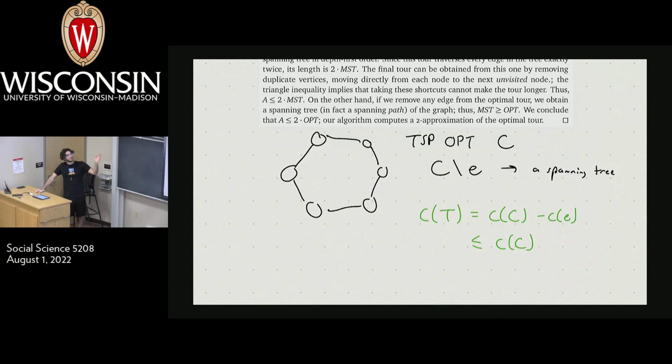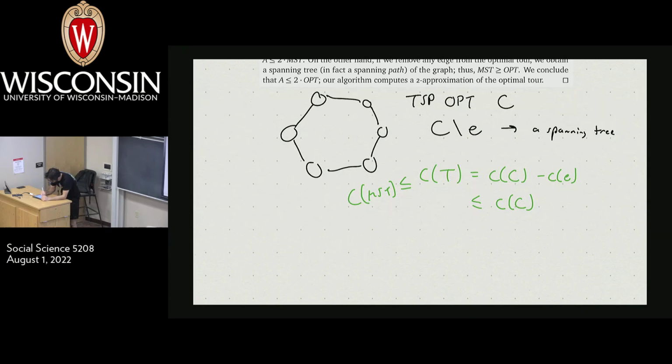So if you took your minimum cost TSP tour, remove an edge, it becomes a spanning tree. And that's just one spanning tree. So in particular, that's smaller than the optimal MST. So the cost of a minimum spanning tree is smaller than the cost of the specific spanning tree you get from removing an edge from your tour. And so what do we see? Well, the cost of an MST in your graph is smaller than the optimal TSP tour. Make sense?